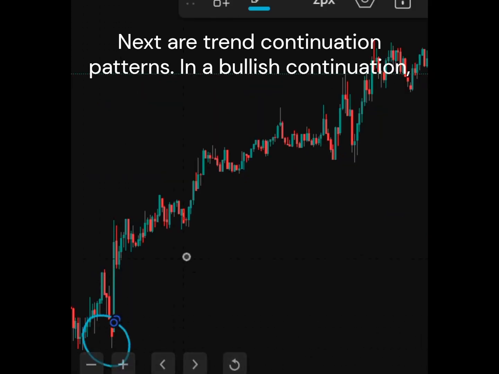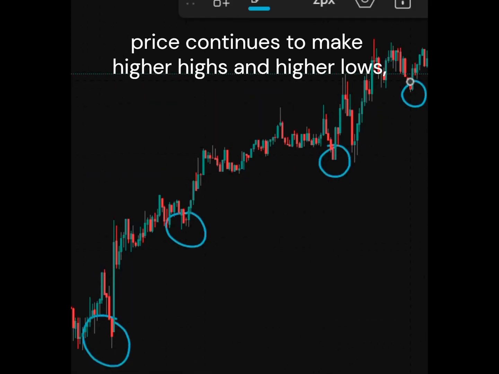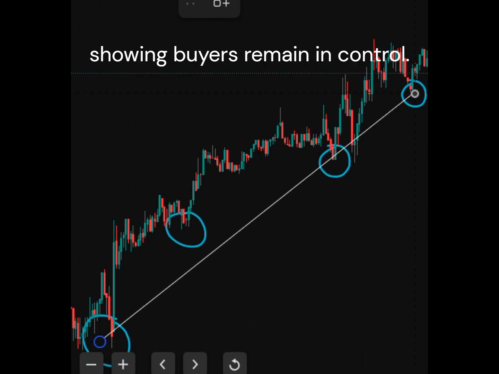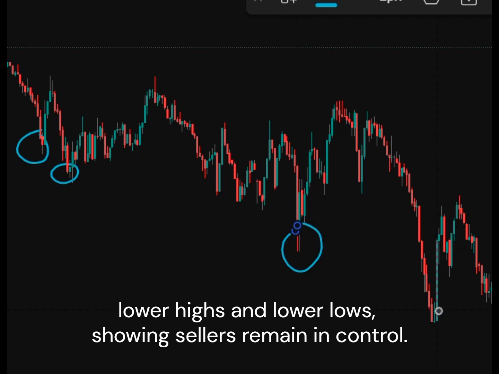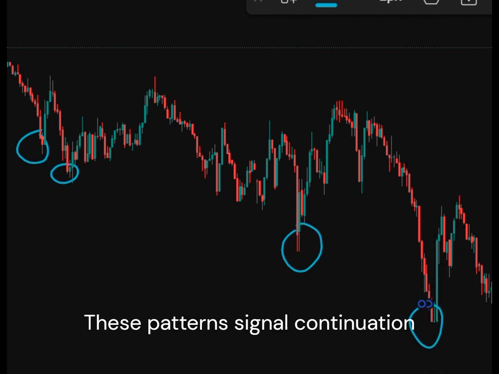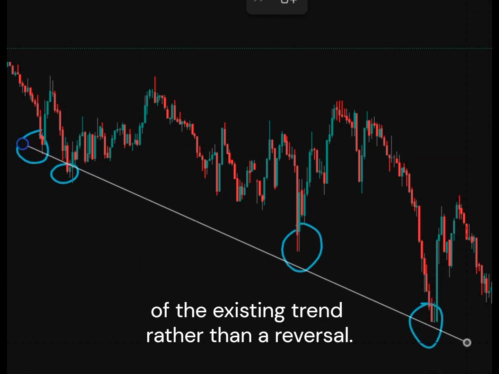Next are trend continuation patterns. In a bullish continuation, price continues to make higher highs and higher lows, showing buyers remain in control. In a bearish continuation, price makes lower highs and lower lows, showing sellers remain in control. These patterns signal continuation of the existing trend rather than a reversal.